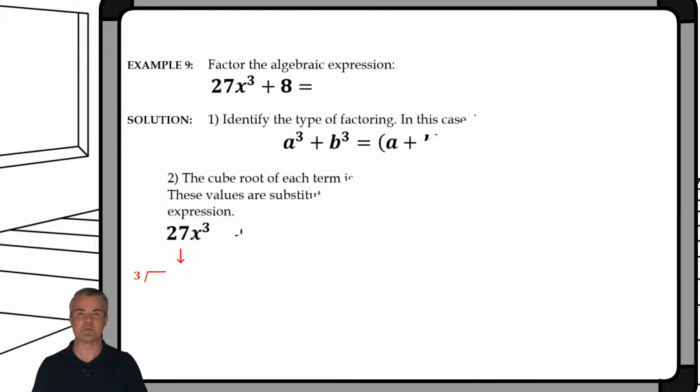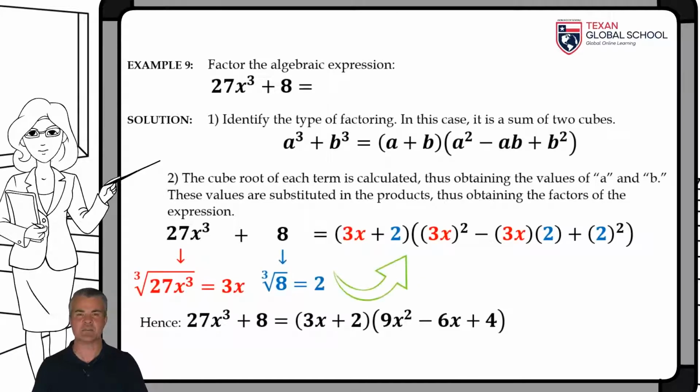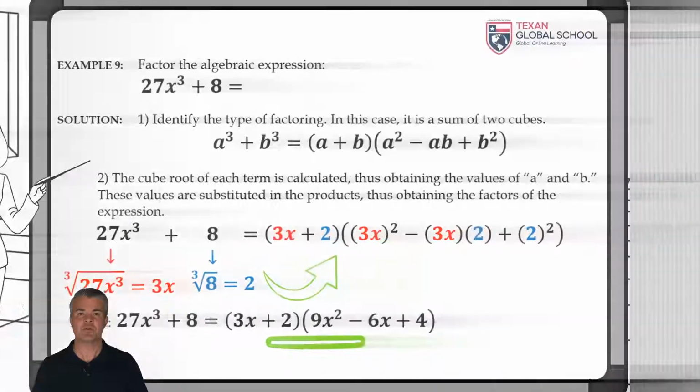Let's look at an example. We will factor the following expression. As we can see, it is a sum of two cubes, since the expression contains two terms being added, and both terms are the result of a cube. We then calculate the cube roots of each term without considering the sign. In this way, we can see that a is equal to 3x, and b is equal to 2. We substitute those values in the formula of a binomial by a trinomial. So, the factors of the expression are 3x plus 2 times 9x squared minus 6x plus 4.